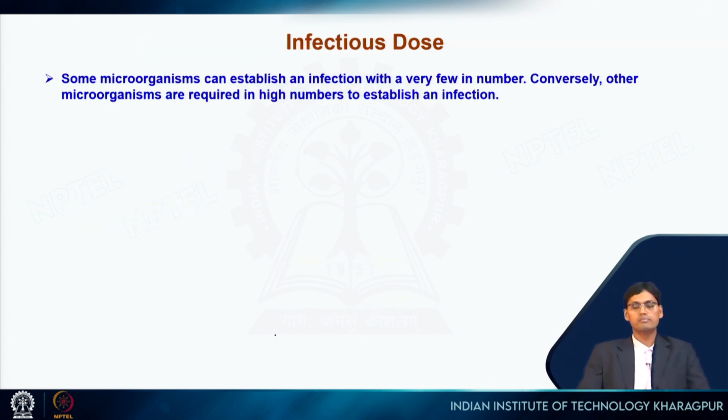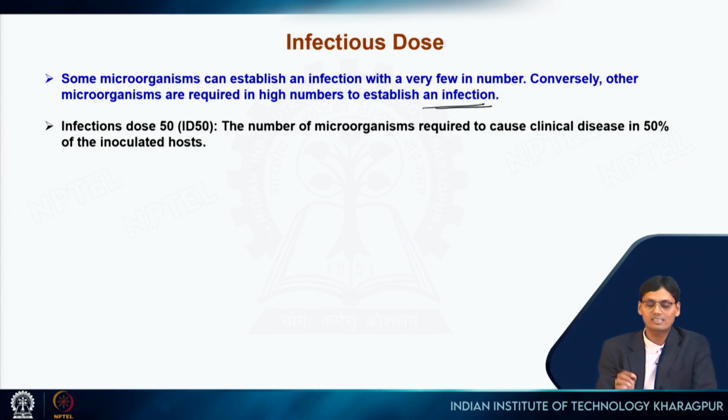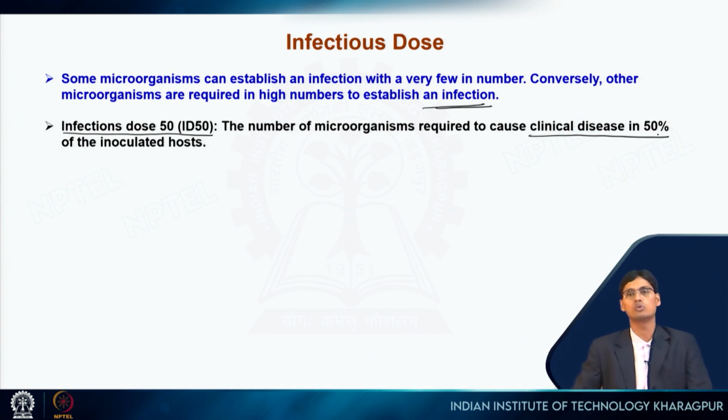Now, this is the last slide of this presentation, the infectious dose. Some microorganisms can establish an infection with a very small number. On the other hand, some microorganisms are required in very high number to establish infection. Both are possible. So there is an infectious dose called ID50. That means the number of microorganisms required to cause clinical disease in 50% of the inoculated hosts. It's kind of an experimental setup, I would say.